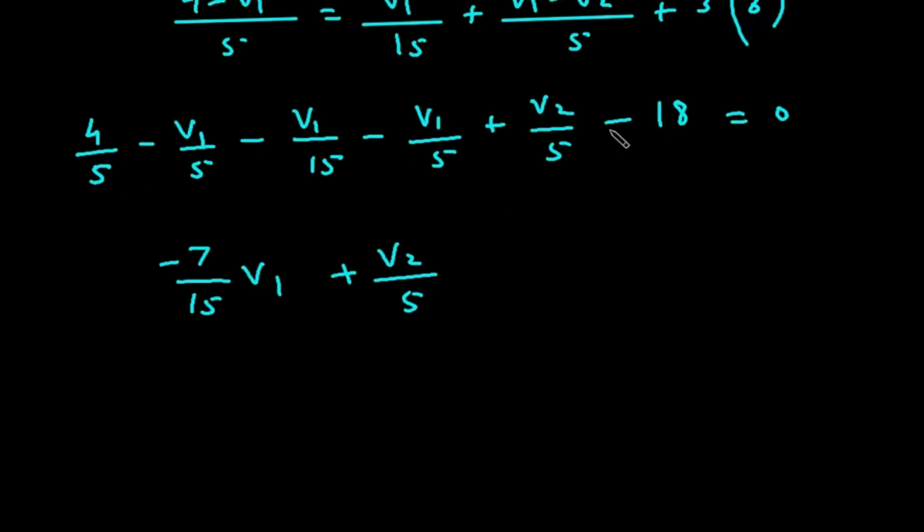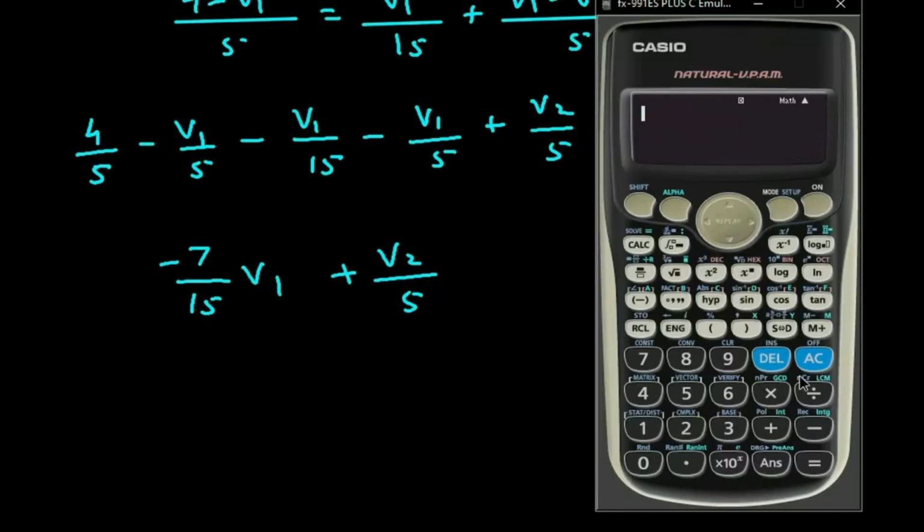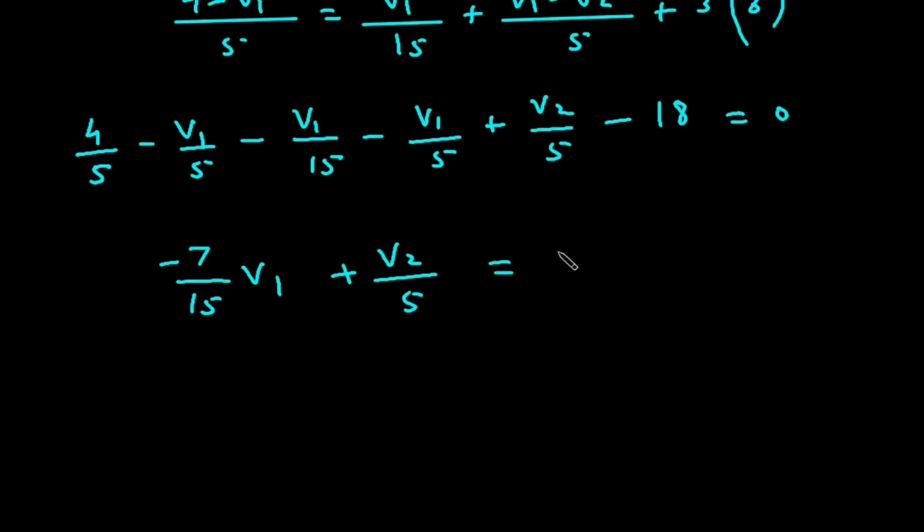Now this will be 4 by 5 minus 18, 4 by 5 minus 18. So it is minus 17.2. So it will be is equal to 17.2. Let's say this is equation number 1.